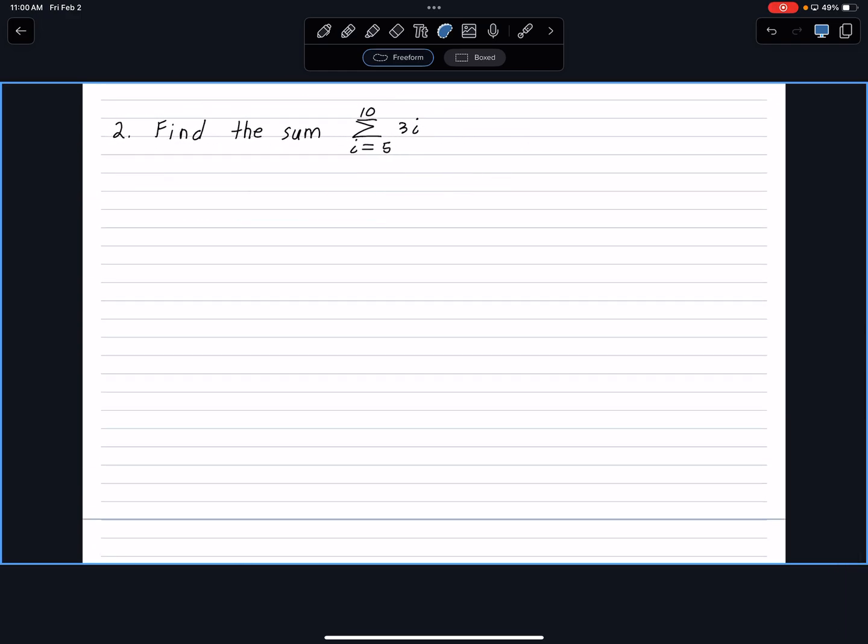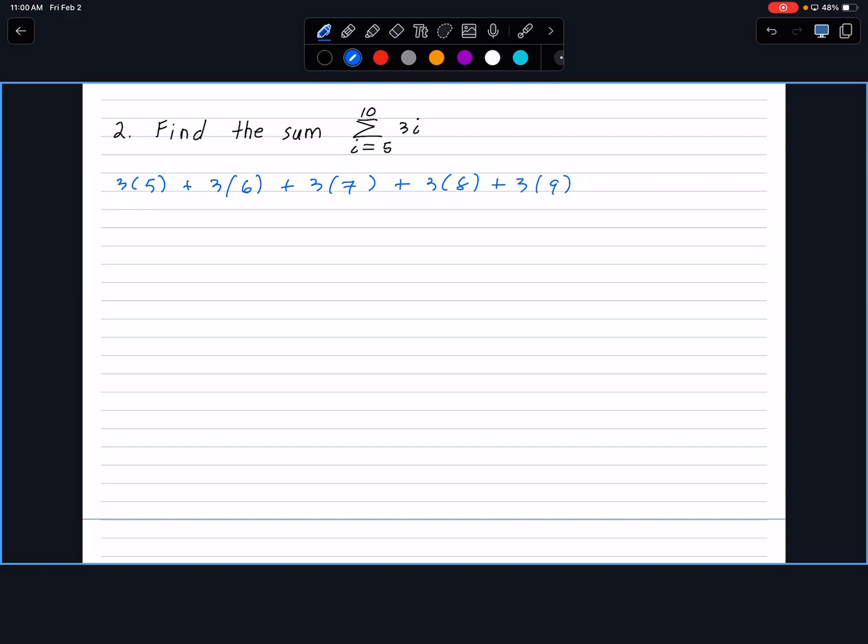So first off, we could do like we did in 7.1, and that is we could just write this out. This starts at 5, it goes to 10, so I could say 3 times 5 plus 3 times 6 plus 3 times 7 plus 3 times 8 plus 3 times 9 plus 3 times 10. Pull out my calculator, get my value. Totally fine, that will totally work.